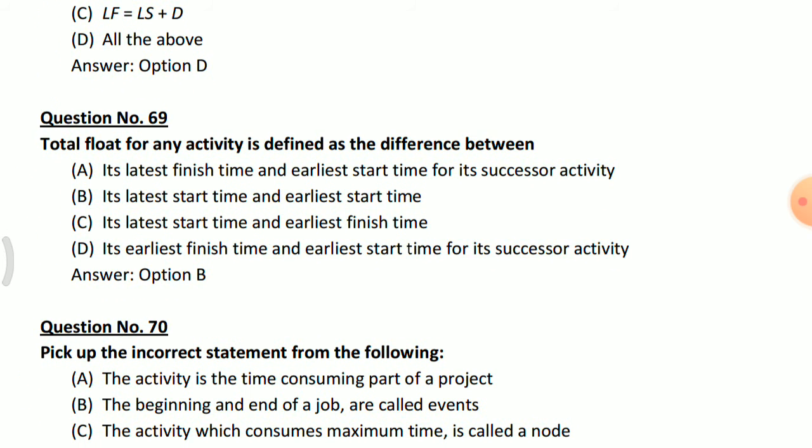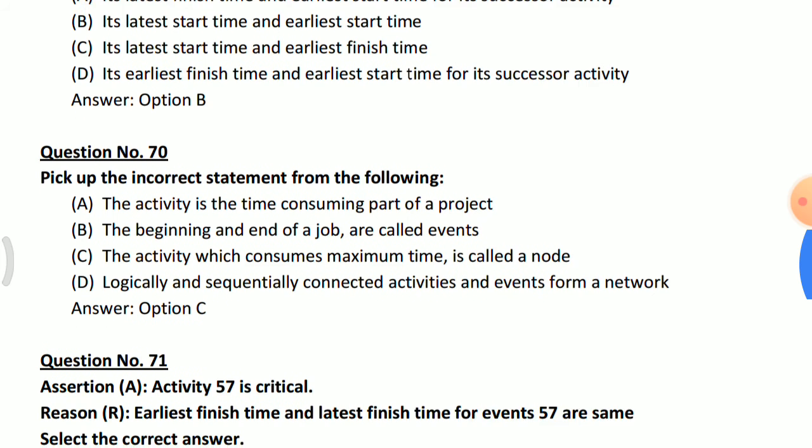Total float for any activity is defined as the difference between its latest start time and earliest start time. So option B is correct.